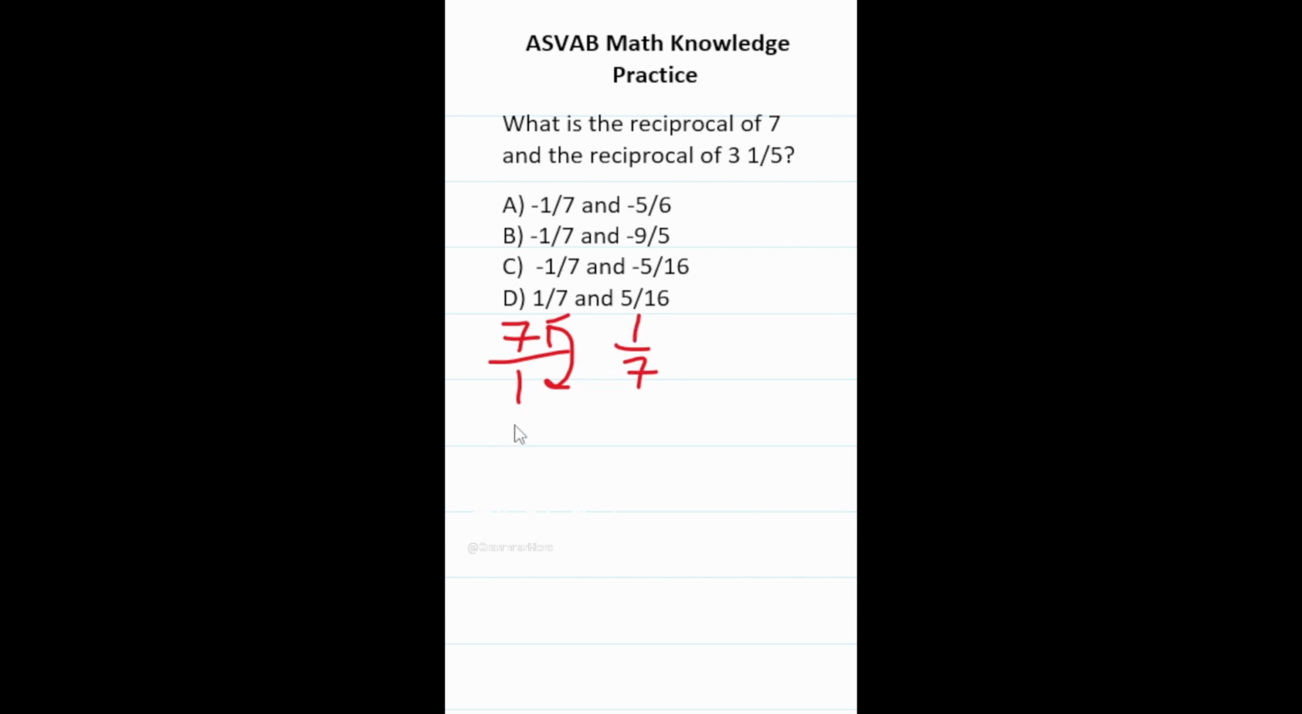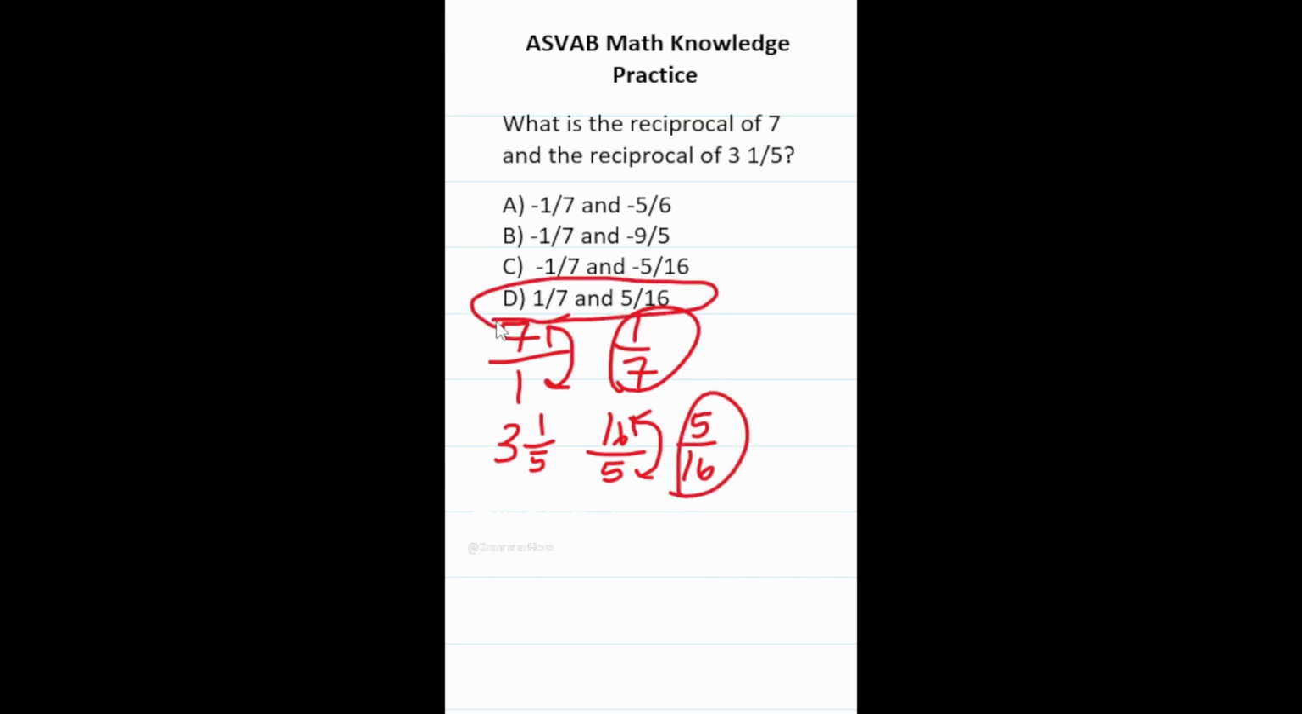Let's do the same thing for 3 1/5. First thing we have to do, however, is convert this to an improper fraction. We do that like this. 3 times 5 is 15, plus 1 is 16. So this is 16 over 5 as an improper fraction. Now to find the reciprocal, let's just do a flip-flop here. This becomes 5 over 16. So our two reciprocals are 1/7 and 5 over 16, which is answer choice D.